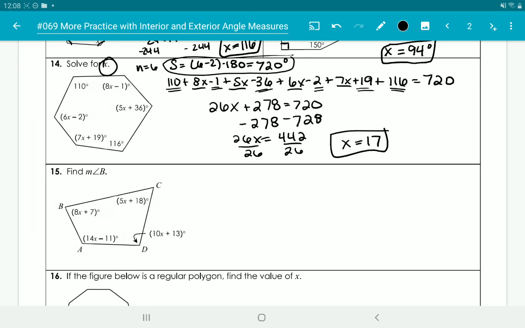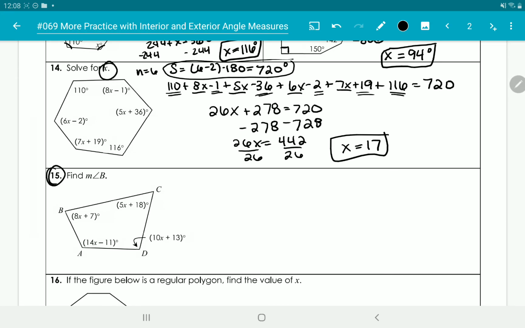So on number 15, I want you to go ahead and try it on your own. So you can see there are 4 sides. So n is 4. So you can figure out what this is. That should give you 360. Okay, so 360 is going to be equal to all of these added together, so I'll go ahead and write it up for you.